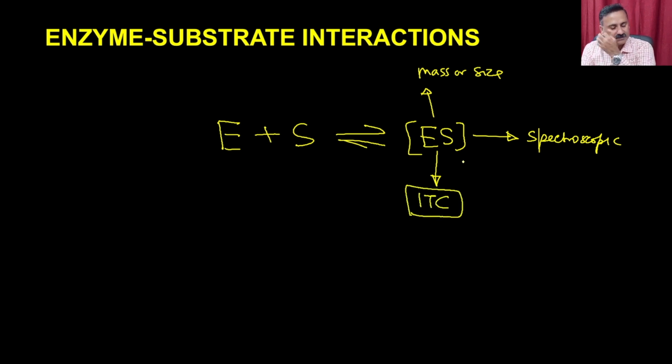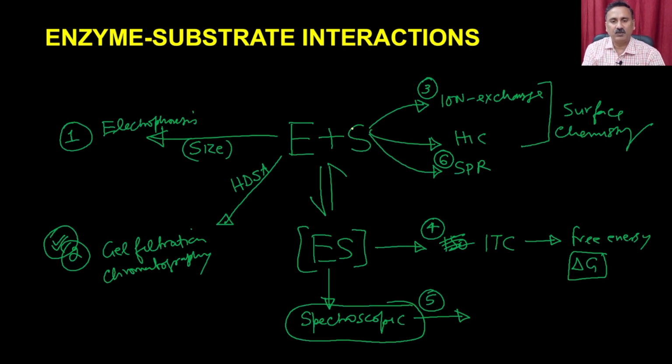And we have discussed many of these techniques which can be used when you are mapping enzyme substrate complex formation. For example, it is going to change the size in terms of molecular weight, and that can be mapped in electrophoresis. It can also change the hydrodynamic surface area, and that can be mapped in chromatography. It also can change the surface chemistry, and that can be mapped in ion exchange, HIC, or surface plasmon resonance.